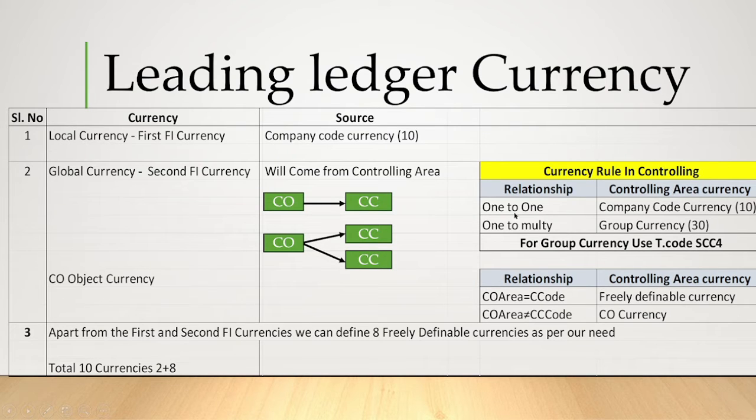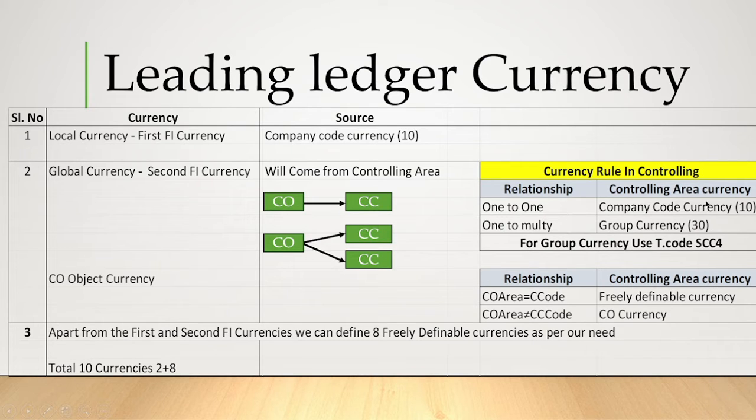Relationship, controlling area currency. If it is a one-to-one relation, company code currency. If it is one-to-multi, group currency. What is a one-to-one relation? One controlling area with one company code. That is one-to-one. If it is one-to-one, company code currency 10. If it is one controlling area having company code 1, company code 2, company code 3, this is one-to-multi. If one-to-multi, group currency 30.